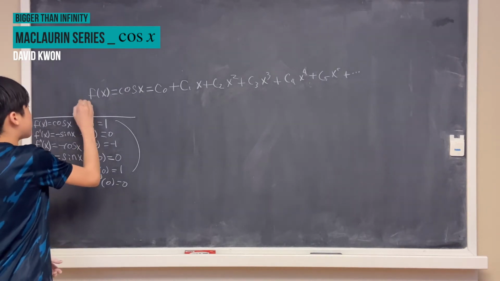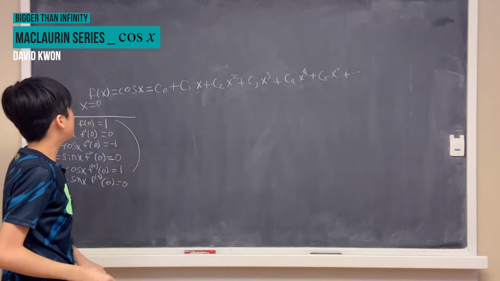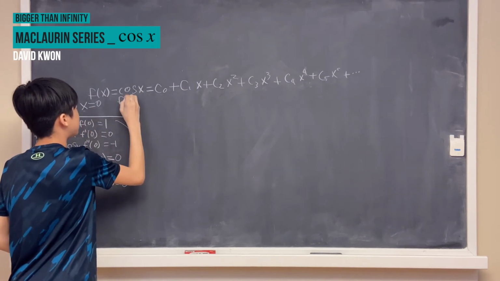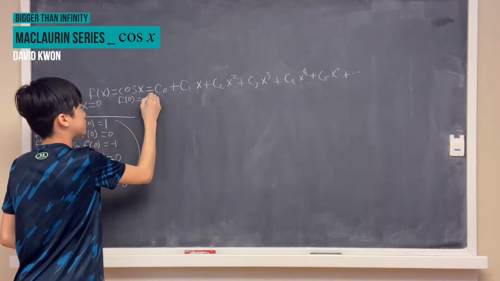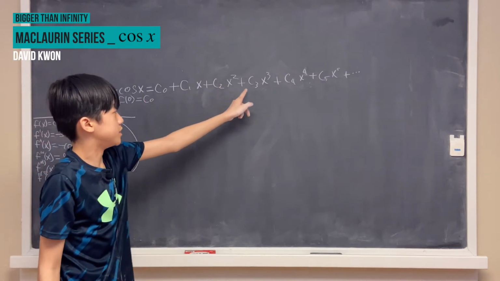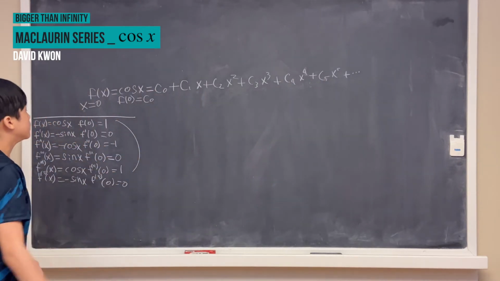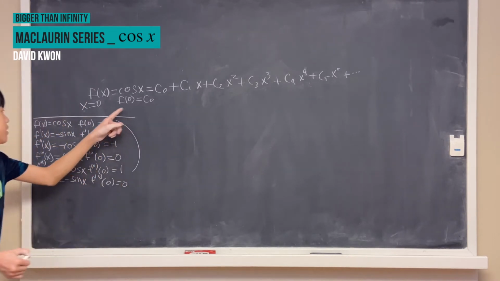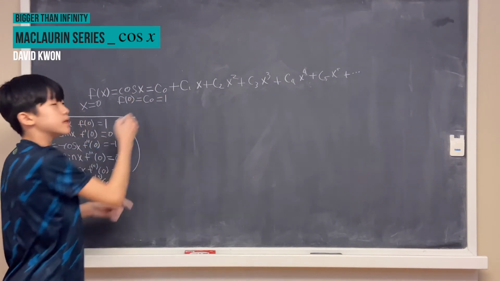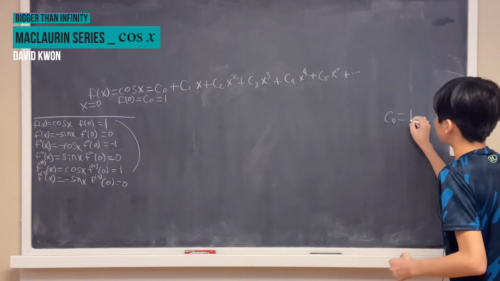We will set x as 0 for our original very long function. When we set x as 0, f of 0 is equal to c sub 0, because x times this, x times this, x times this, and so on. x is just 0, so everything is deleted. But here it says that f of 0 is 1, so our c sub 0 is 1. c sub 0 is equal to 1.